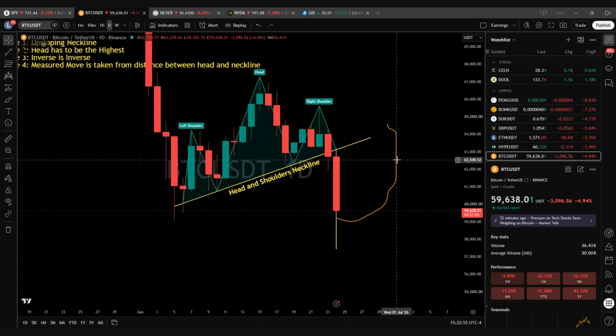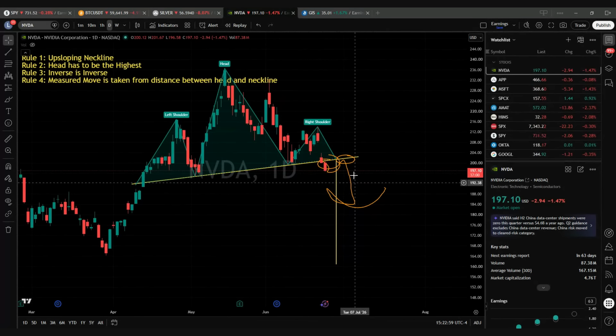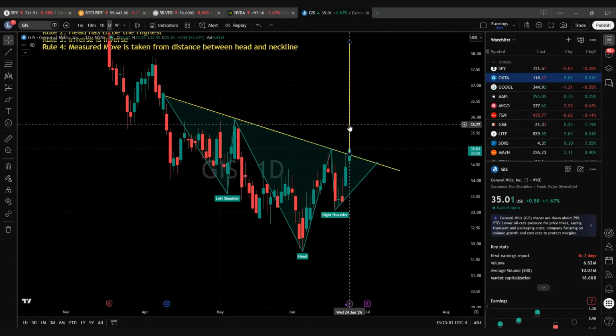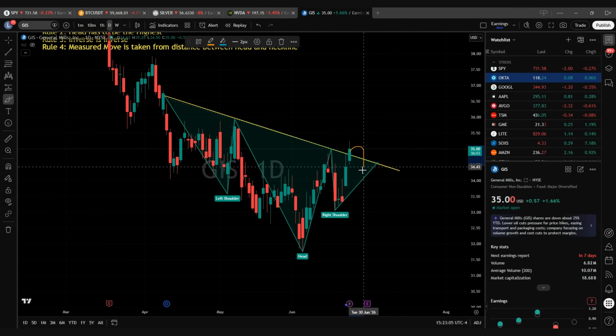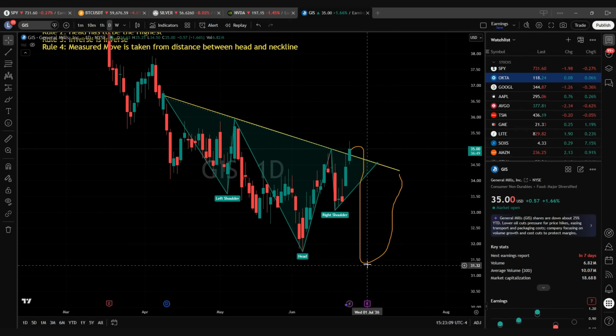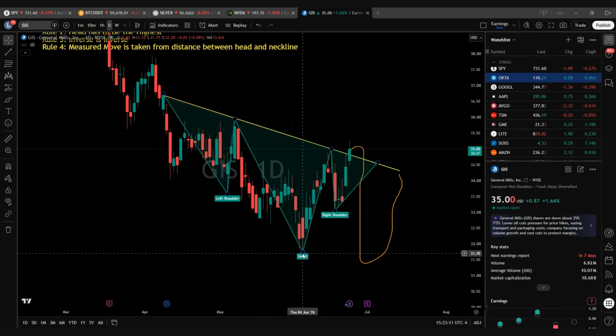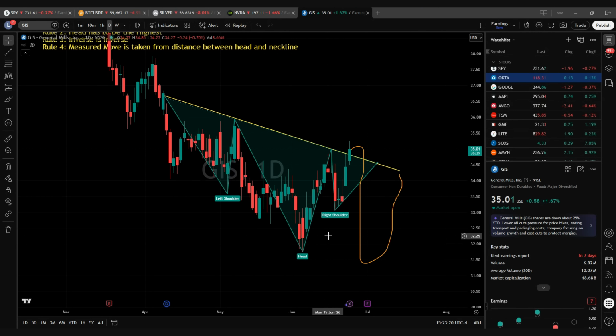And one more thing to note, guys. Let's say it didn't quite break this, right? Let's say it didn't quite break this, and we come back in and we do something like this. Just remember that as soon as the shoulder goes above or below the head, depending if you're looking at an inverse or regular head and shoulders pattern, that will absolutely invalidate that pattern.